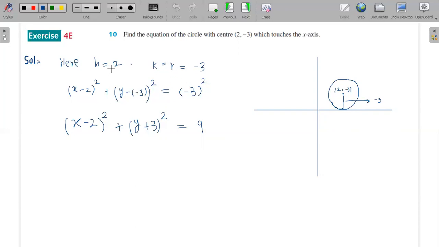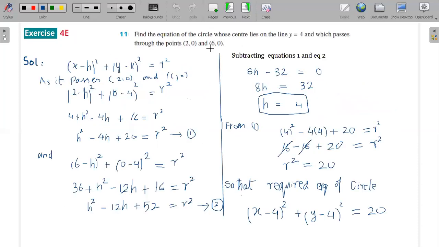And we will substitute these values in the general formula. So x minus 2, because h is positive 2. So x minus 2 whole square plus y minus, and now k is minus 3, so minus minus plus 3 whole square. And again, the radius is minus 3, so minus 3 square. So we get this equation: y plus 3 whole square is equal to 9. So this is the required equation of the circle.